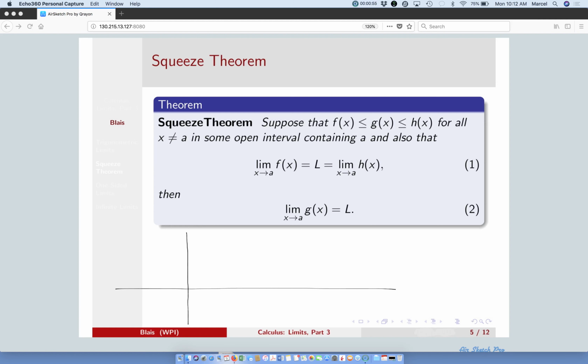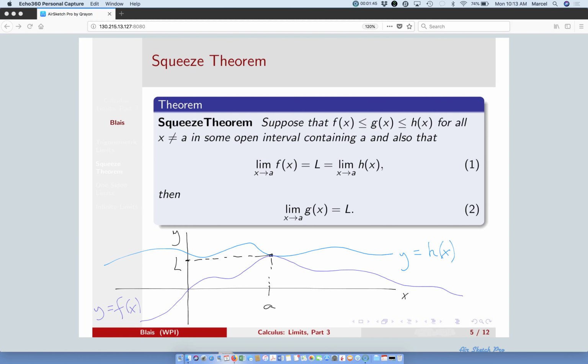So imagine, here's a, and we'll have three functions, and say the blue function will be our top function. So that will be y equals h of x. And then we have to be a bit careful because the way this is drawn, the limit as x approaches a of h of x is equal to L. So now let's draw the lower function, which will be f of x. Now that's going to have this same limit of L. And then the orange function will be our g of x.